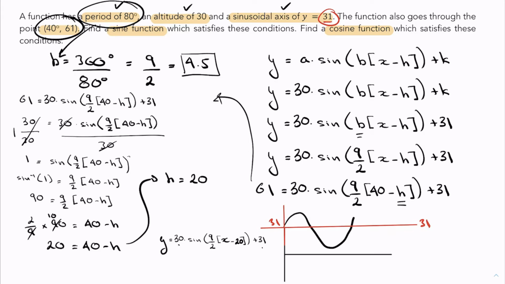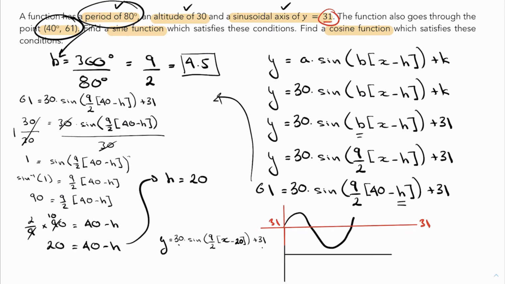Now we have to do the same for the cosine function. The good thing is that it is pretty much identical to the sine, except that we're going to have a different phase shift inside, okay? The sinusoidal axis remains the same. The altitude remains the same. The period remains the same. It still passes through the point 40, 61. The only thing that will be different is the phase shift.